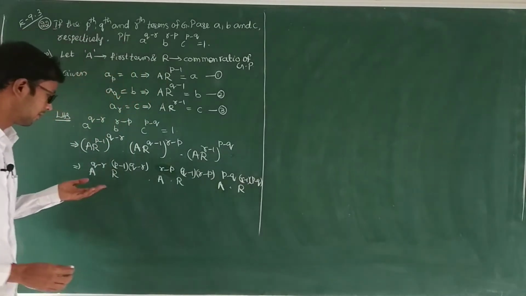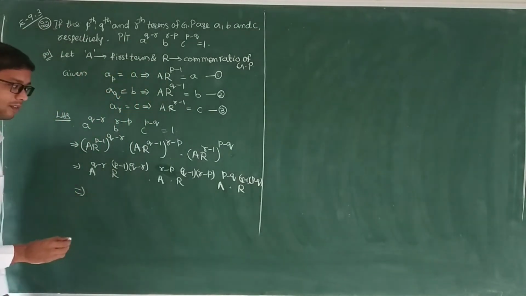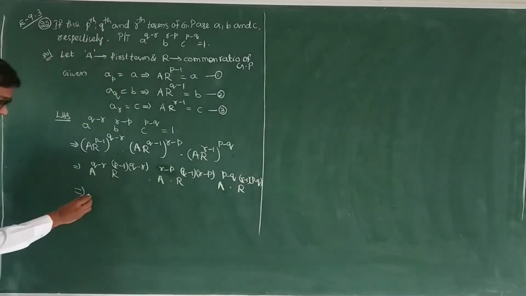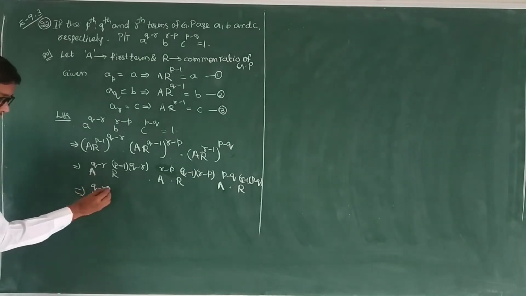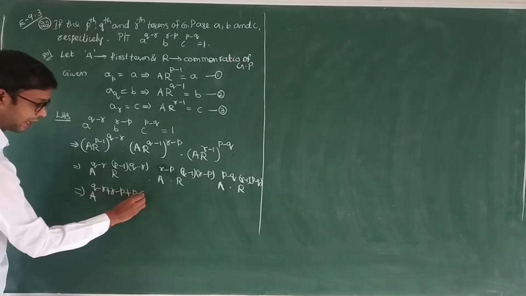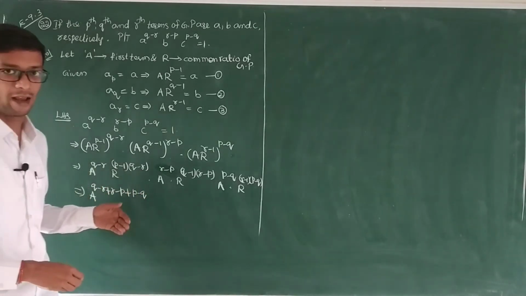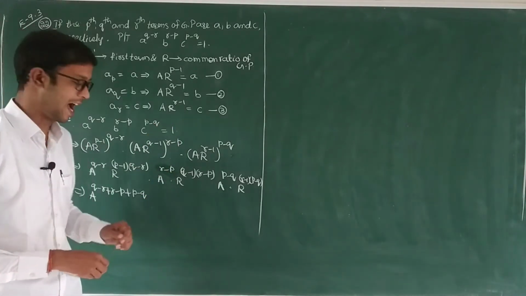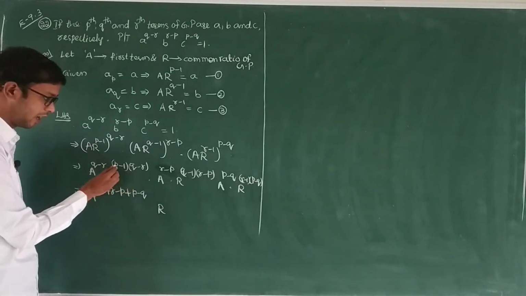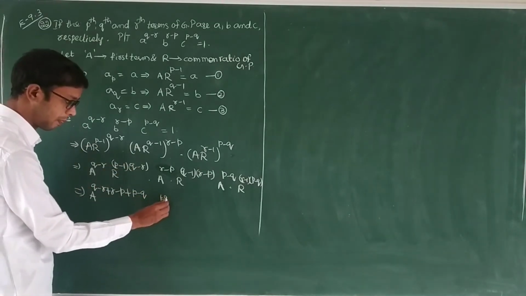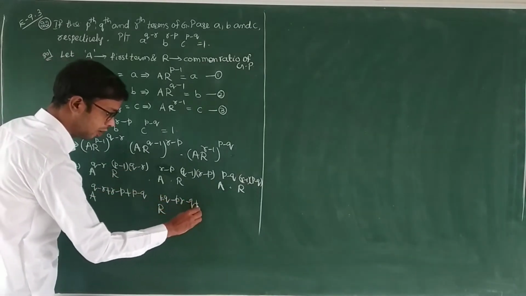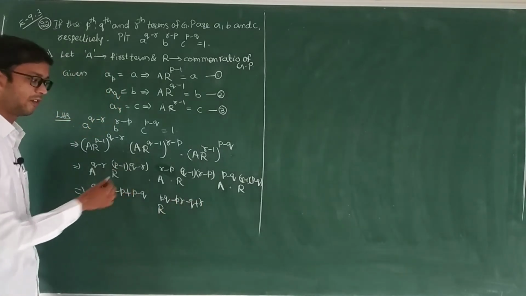So now you observe, bases are equal, power should be added, the condition I am using. A powers add: (q−r) plus (r−p) plus (p−q). So this is the power. Bases are equal, power should be added. Next, capital R power, this multiplication gives pq minus pr minus q plus r. So this is the first one.